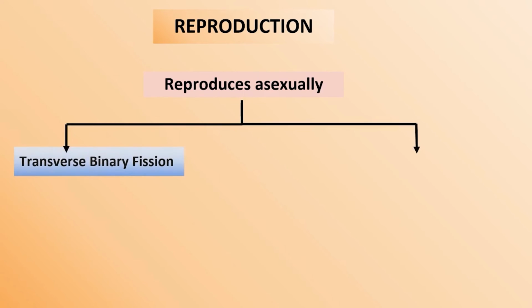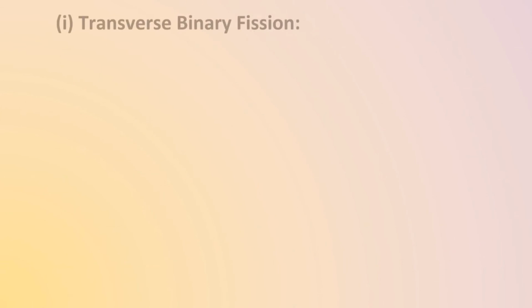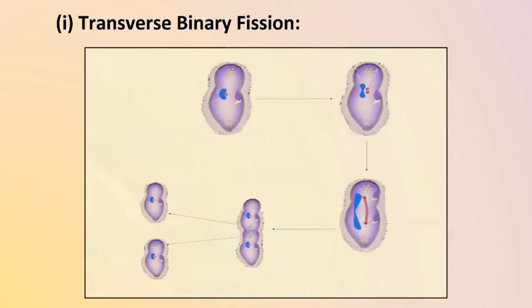Reproduction in Paramecium caudatum. Paramecium caudatum reproduces asexually by transverse binary fission and also undergoes several types of nuclear reorganization such as conjugation, endomixis, autogamy, cytogamy, and hemixis. Transverse binary fission. Transverse binary fission is the commonest type of asexual reproduction in Paramecium. The plane of division is through the center of the cell and in a plane at right angles to the long axis of the body.